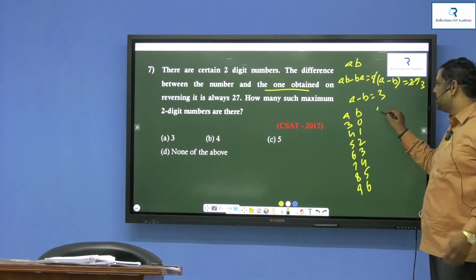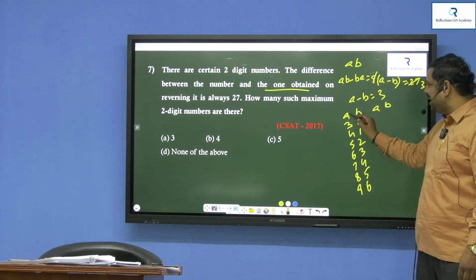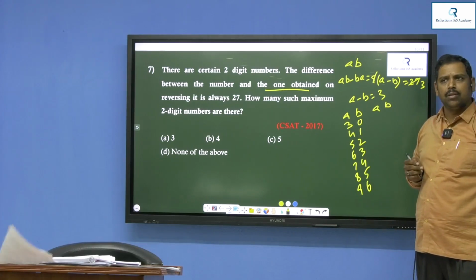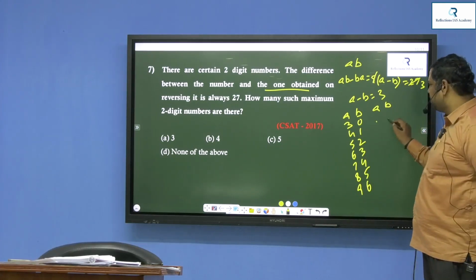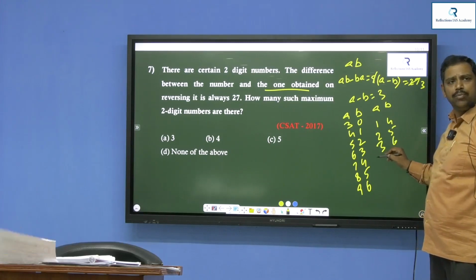The remaining possibilities are A, B. So far you thought that A is greater. But B can also be greater, right? Then you will get the reverse of it, right? So yes or no?